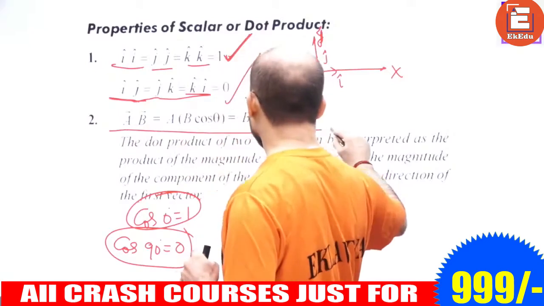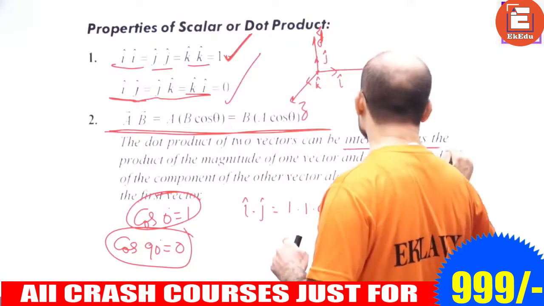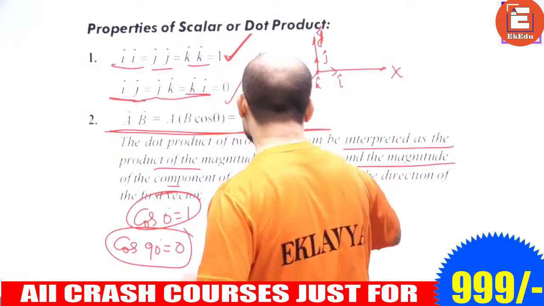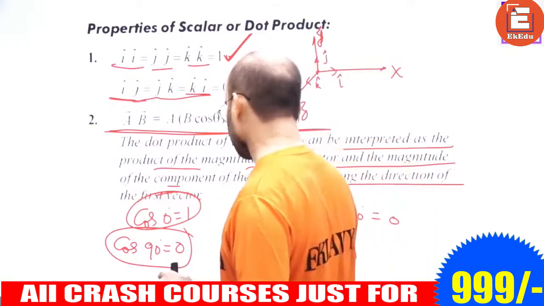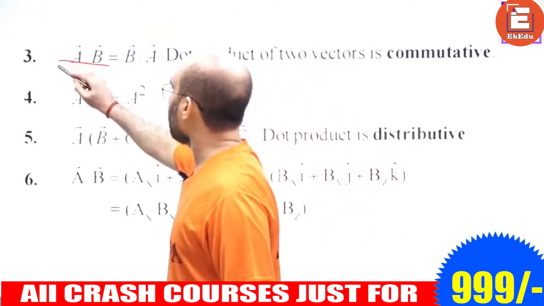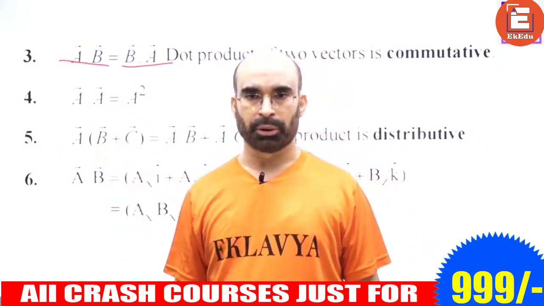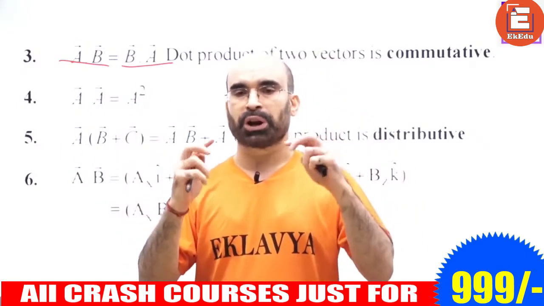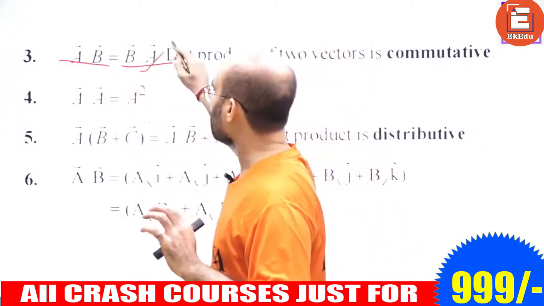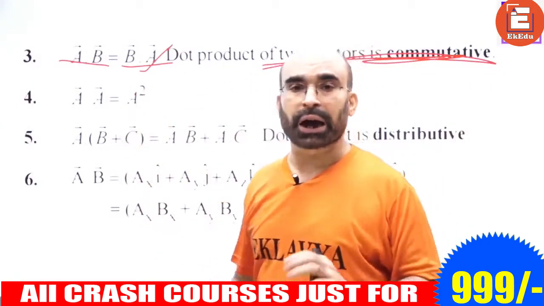Now, there is no problem. Dot product of two vectors can be interpreted as the product of the magnitude of one vector and the magnitude of the component of the other vector along the direction of the first vector. This we have already understood. Now, next property. A dot B equals B dot A. Since there is no sense of direction, because the resultant of dot product is a scalar, A dot B equals B dot A. There is no problem as such. So we will say it follows the commutative law.